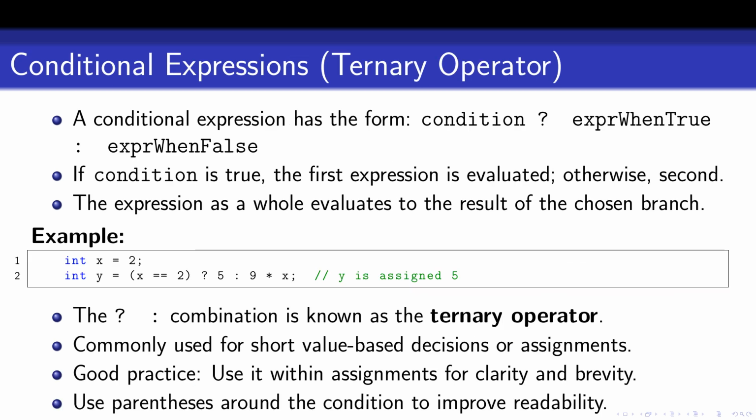Conditional expressions in C let you simplify simple branching decisions into a single line of code. This is done using the ternary operator, written with the question mark and colon symbols. The general format is condition, question mark, value if true, colon, value if false. This example demonstrates that if x is 2, y is assigned 5. Otherwise, it's assigned 9 times x. This operator is called ternary because it involves 3 expressions. It's commonly used for short, inline decisions, like choosing between 2 values in a single assignment or return statement.